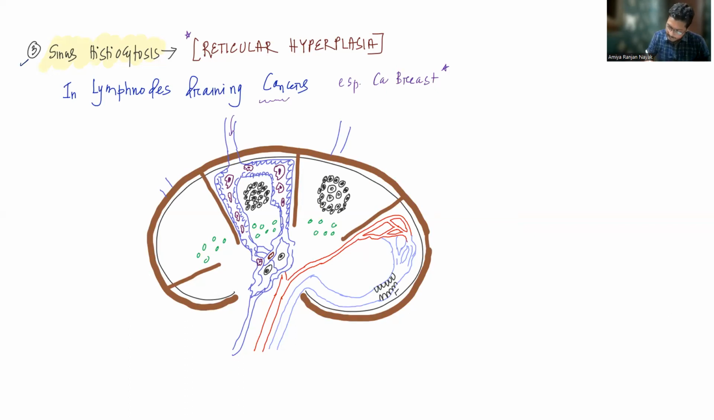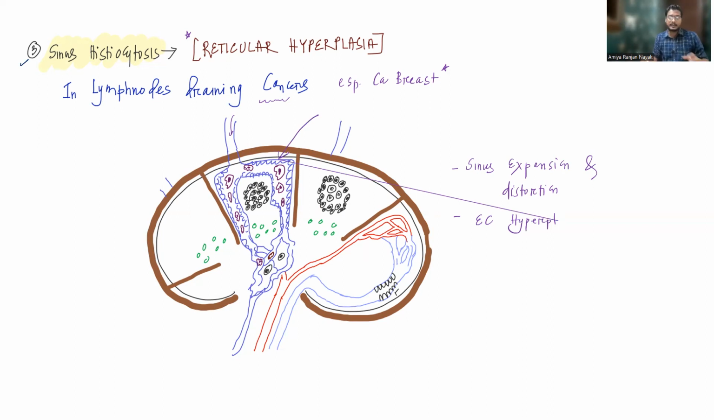So basically here you are going to find sinus expansion and distortion. This happens because of endothelial cell hyperplasia, I mean, those endothelial cells which are present in the sinuses. So as you can see here, this is a sinus. This is the subcapsular sinus, and this one is the trabecular sinus. You can see the sinuses are enlarged, and you can appreciate there is endothelial cell hyperplasia.